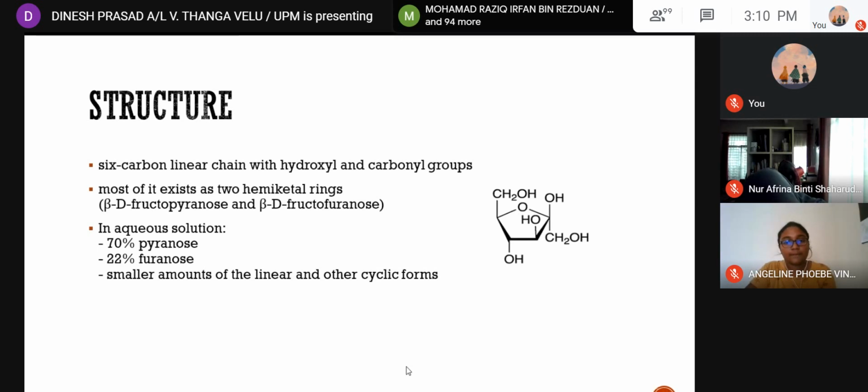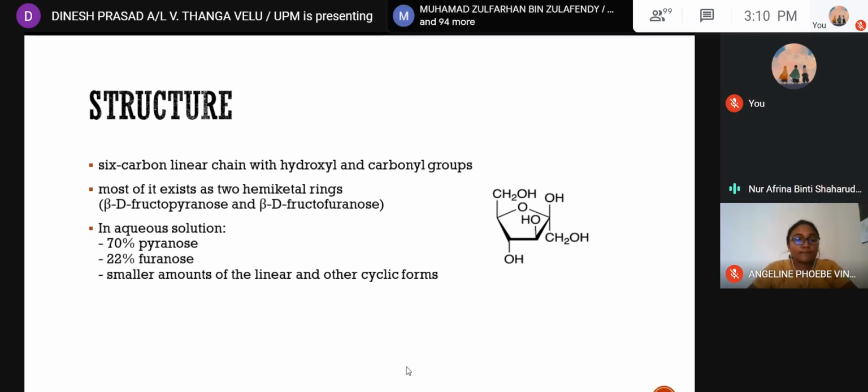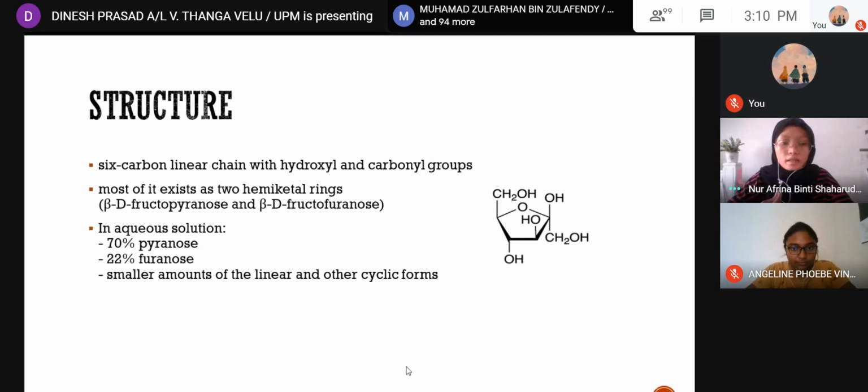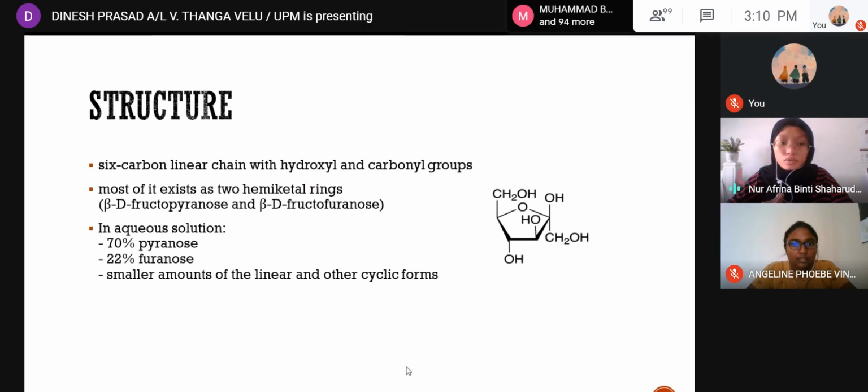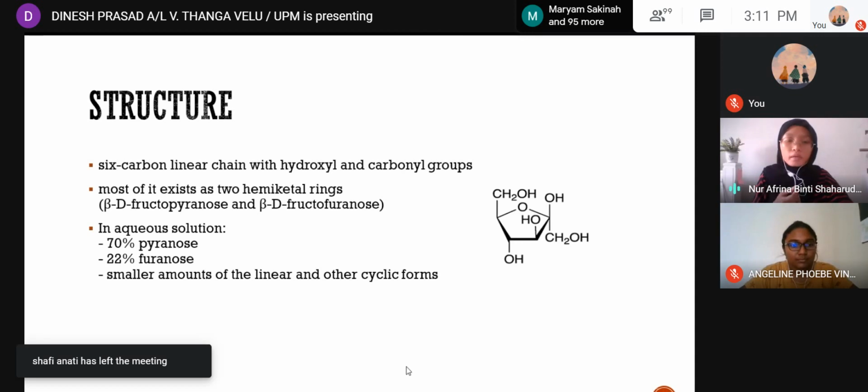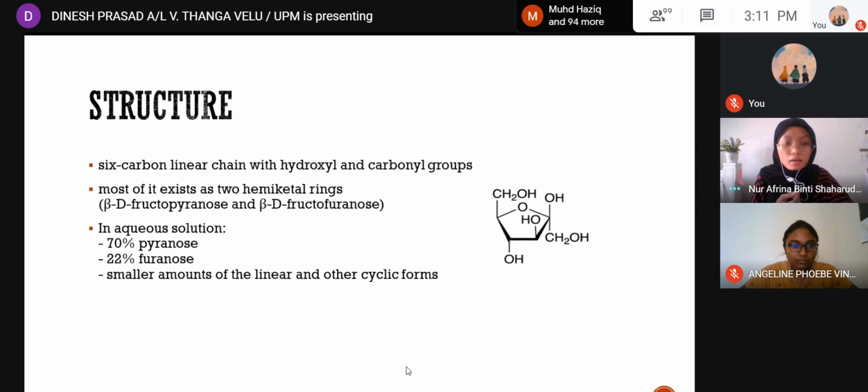Okay, next is the structure of fructose. I will present the structure of fructose. A 6-carbon linear chain with hydroxyl and carbonyl groups is the fructose structure. Most of it exists as two hemiketal rings, which are beta-D-fructopyranose and beta-D-fructofuranose. In aqueous solution, there is 70% pyranose and 22% furanose.